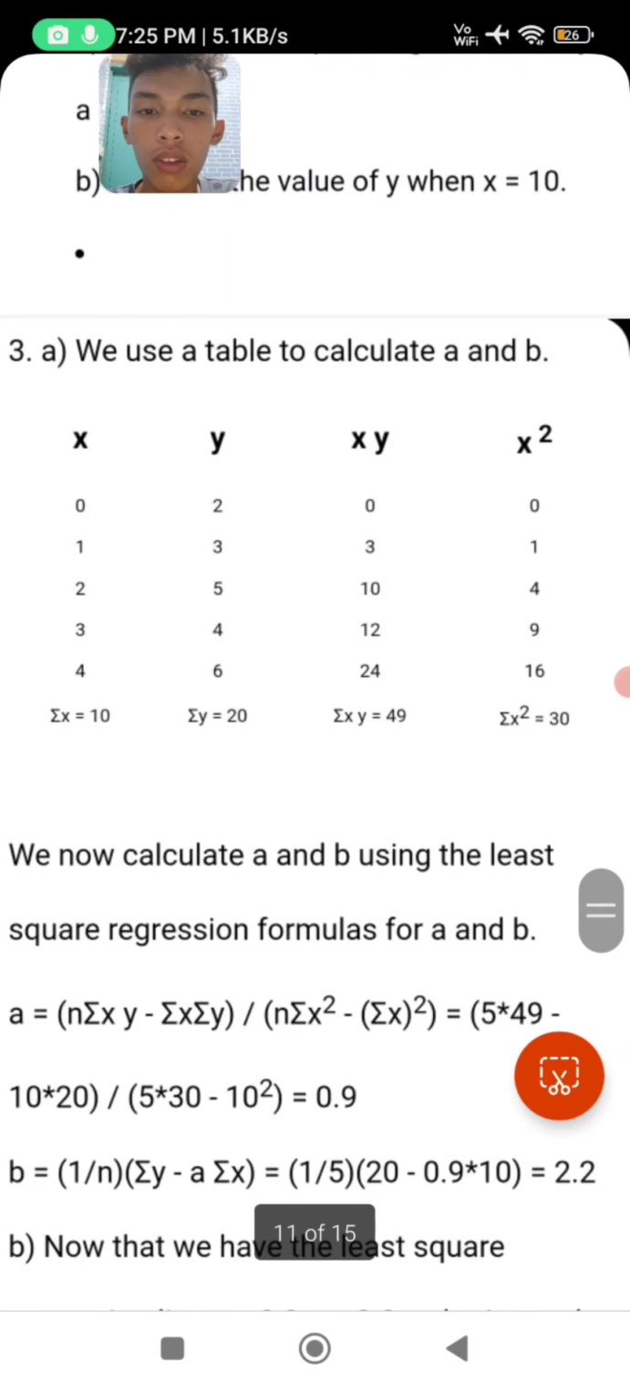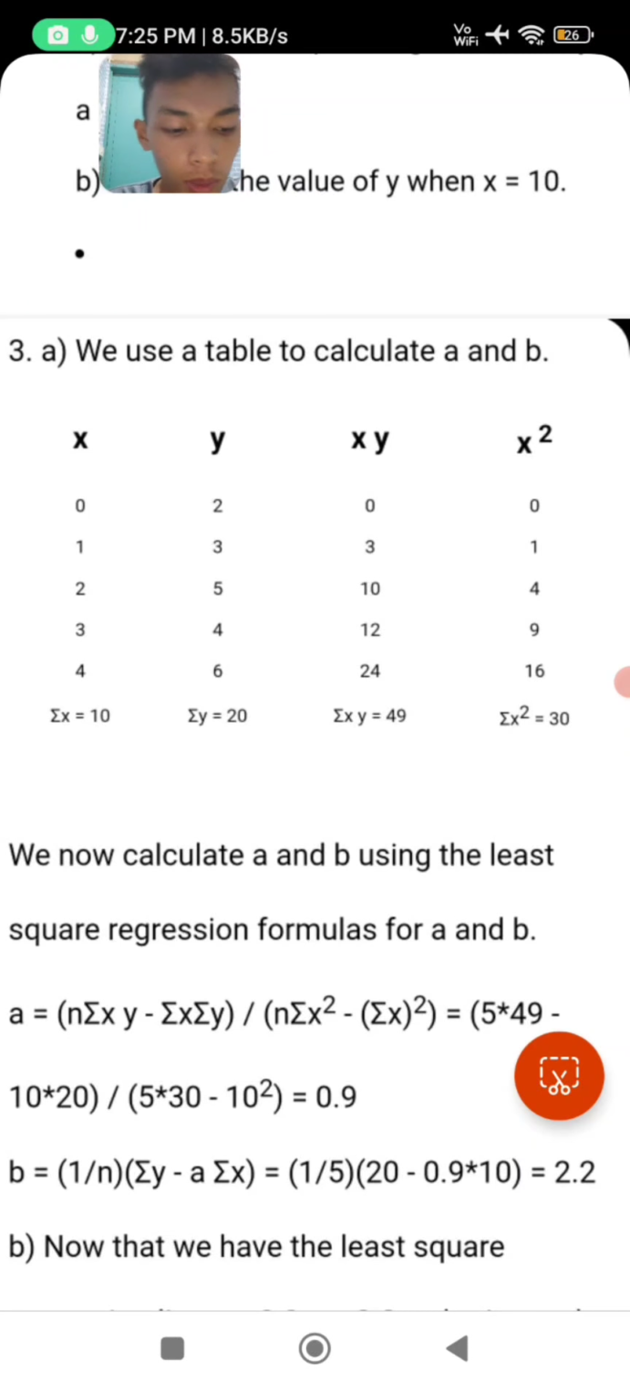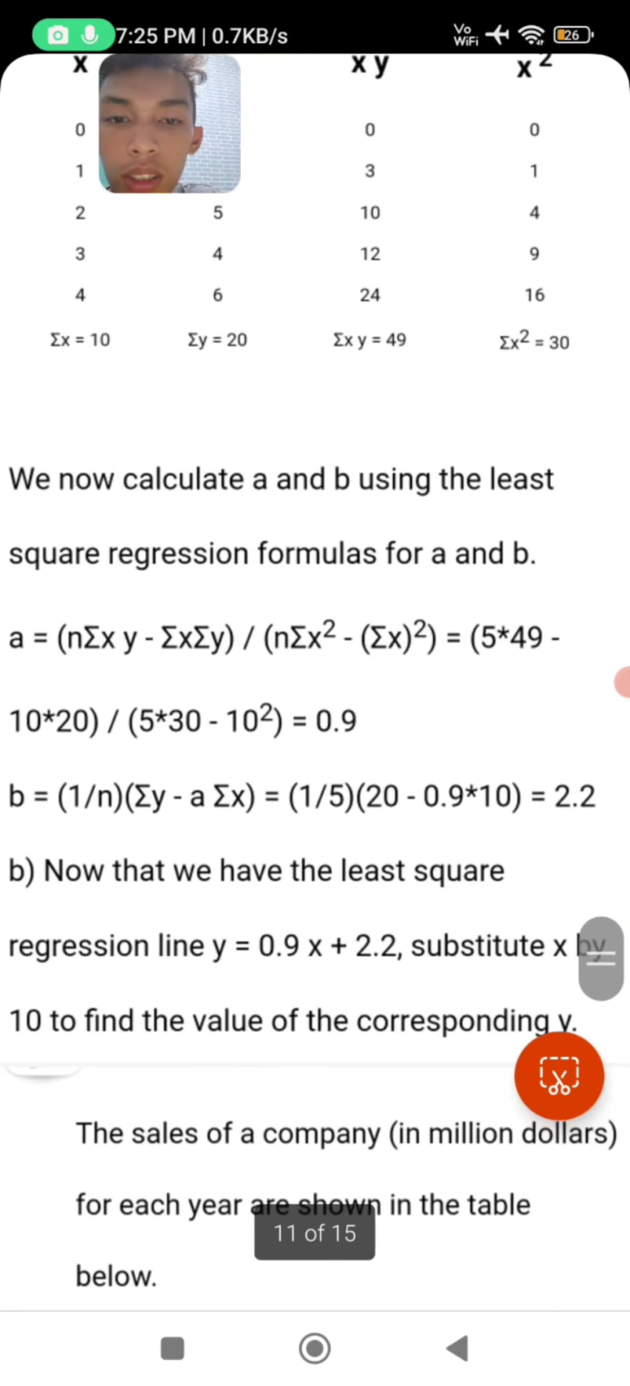We use a table to calculate a and b. The sum of the x scores equals 0, 1, 2, 3, 4, a total of 10. The y scores are 2, 3, 5, 4, and 6, and the sum of the y scores equals 20. The products of x and y are 0, 3, 10, 12, 24, a total of 49, and the sum of squared x equals 30.